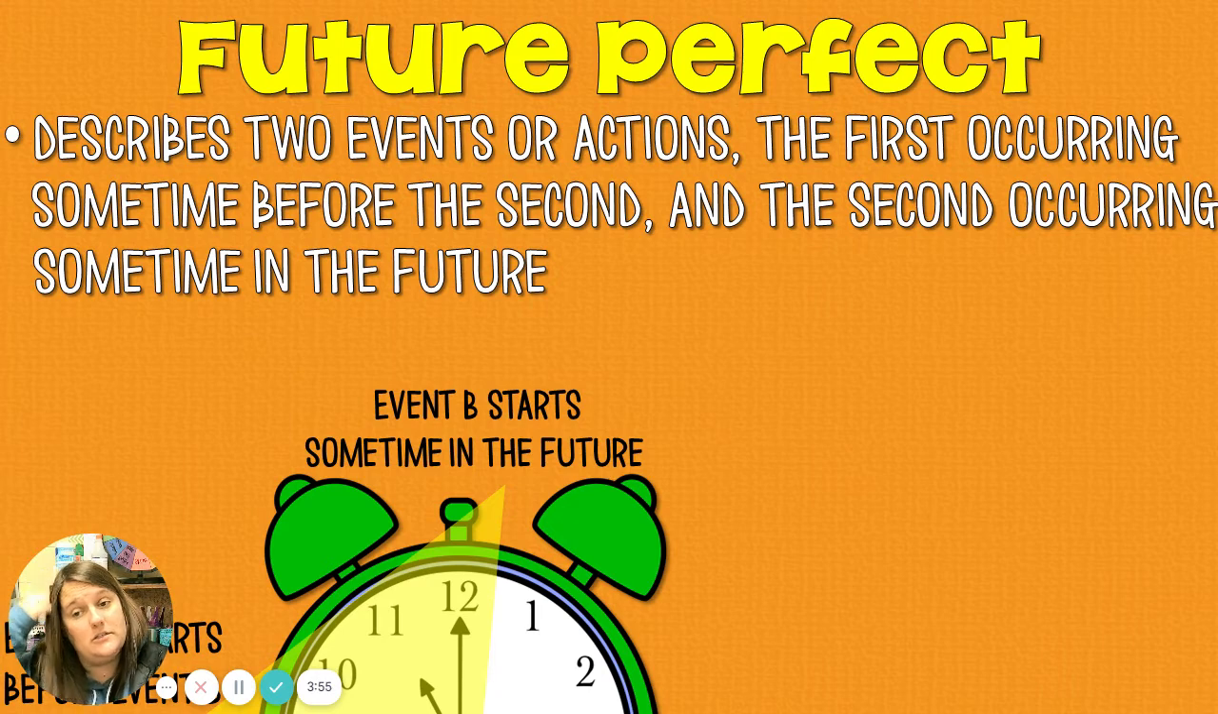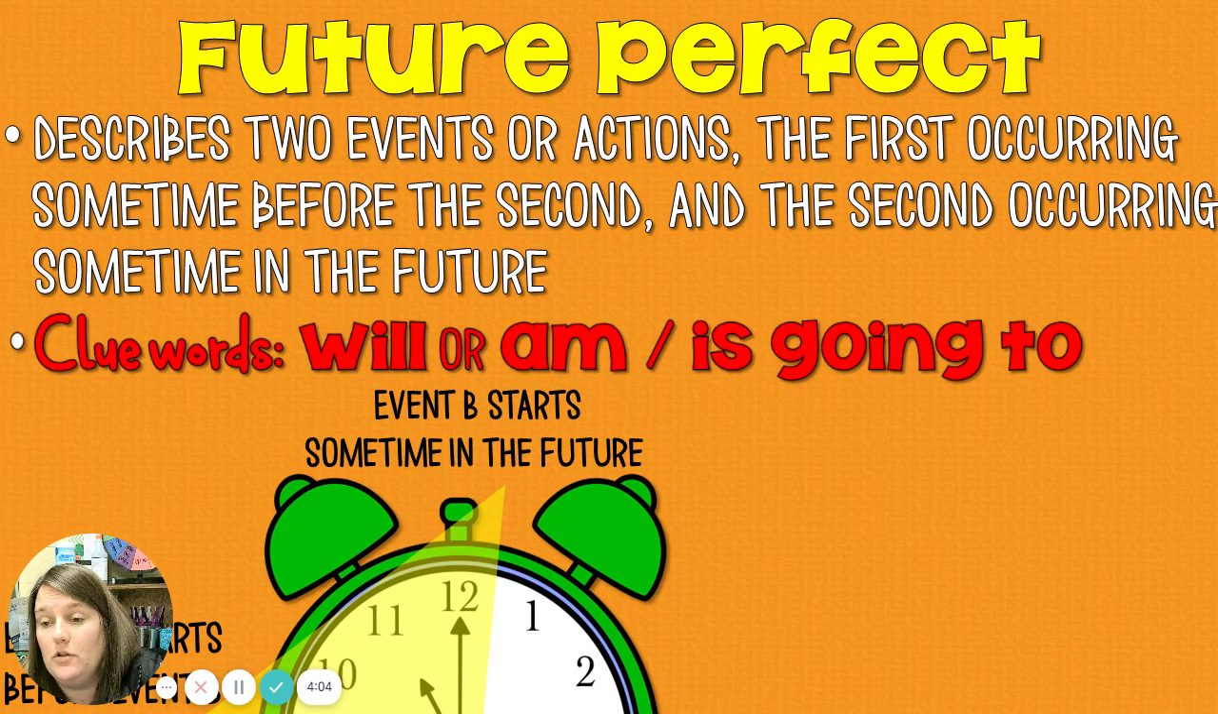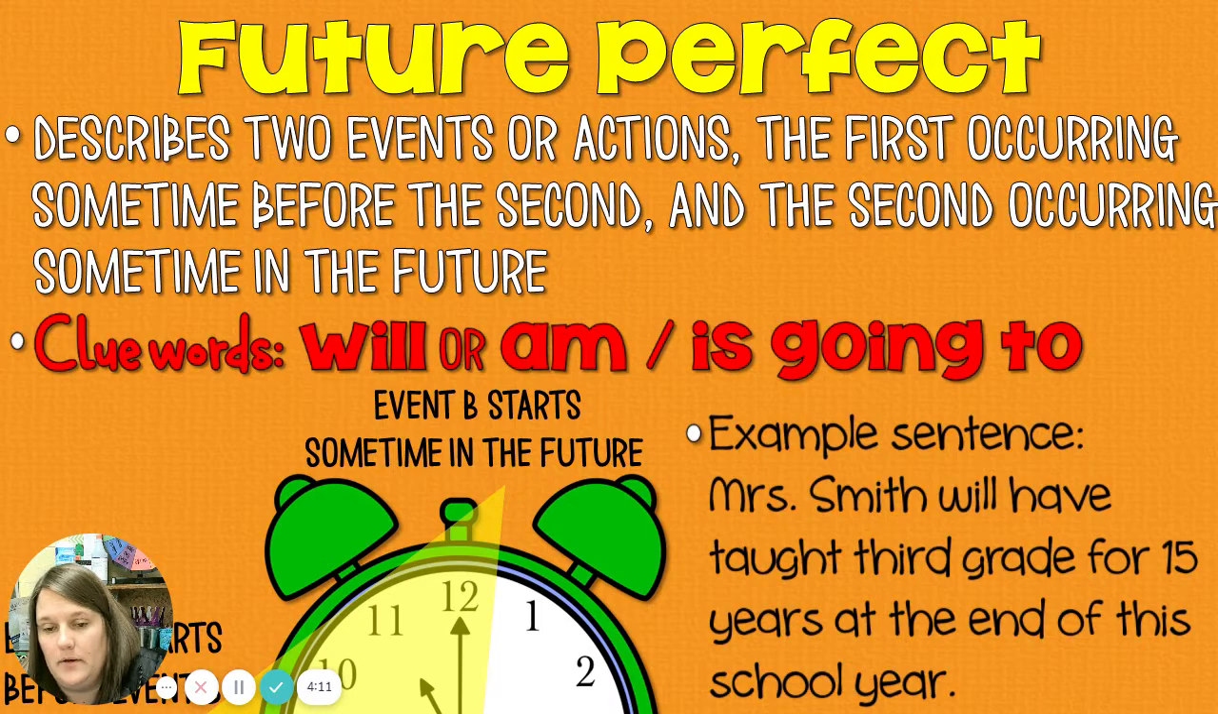Future tense, this is going to describe two events or actions. The first one is going to occur before the second one, and the second one occurs sometime in the future. So your clue words are going to be will or am or is going to, okay? Again, I would write down those clue words. They really help. All right, so an example here. Mrs. Smith will have taught third grade for 15 years at the end of this school year. Okay, the end of the school year is in the future. Okay, will have taught. Will, remember that's always our big clue word for future tense, okay?